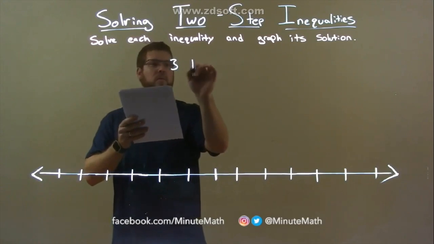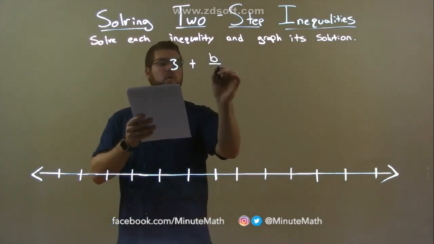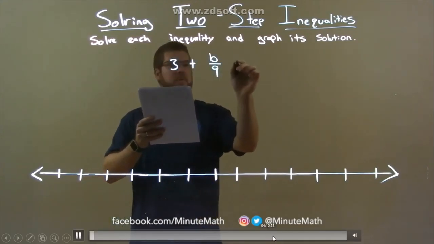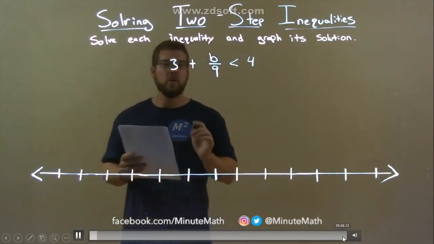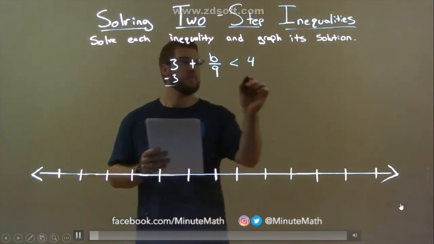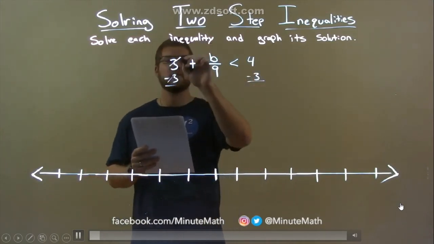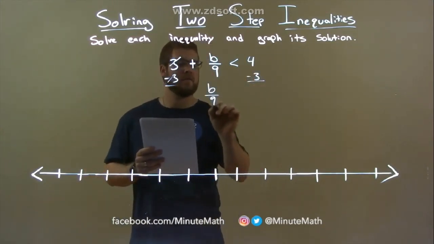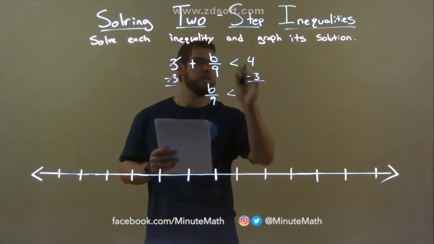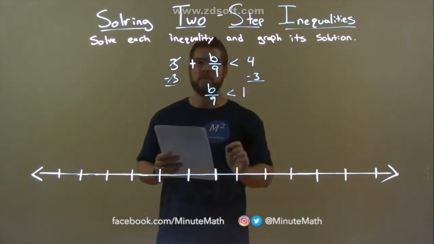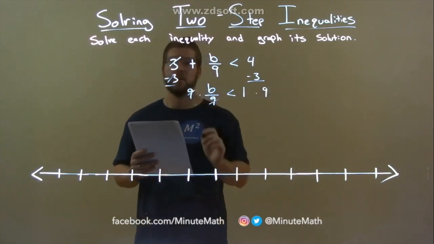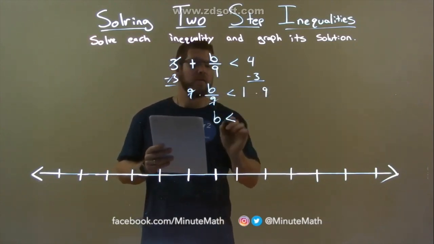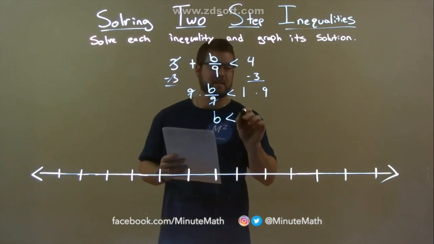First of all, let's watch this video, then come back again. b over 9 is less than 4. First thing I want to do is subtract a 3 from both sides. The 3's cancel, and b over 9 is left on the left. It's still less than, and 4 minus 3 is 1. Now if I multiply 9 to both sides, b is now completely by itself. It's still less than, and 1 times 9 is 9.